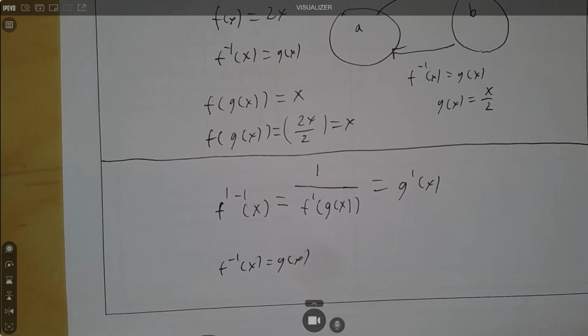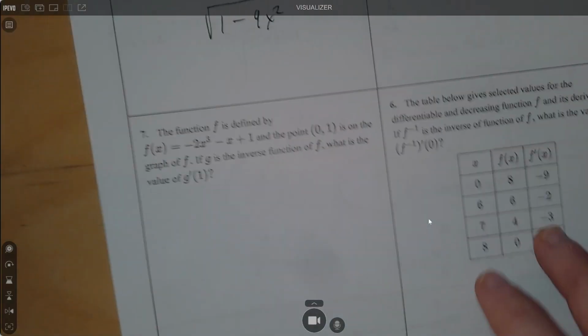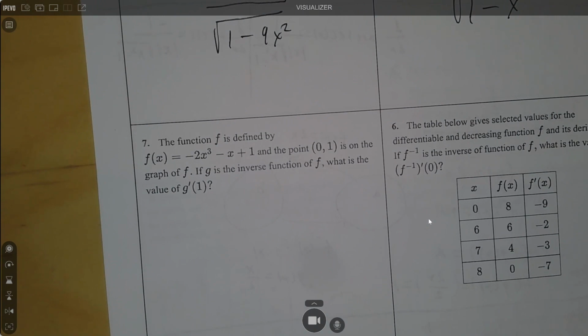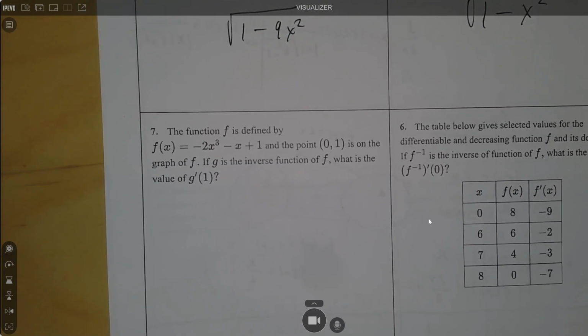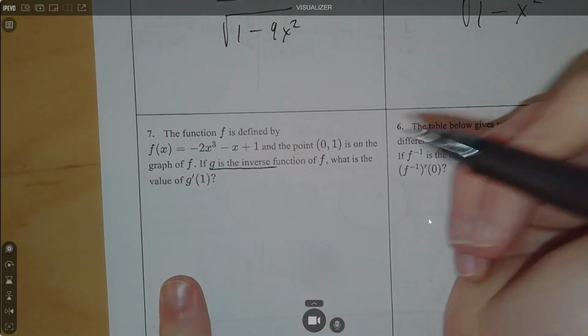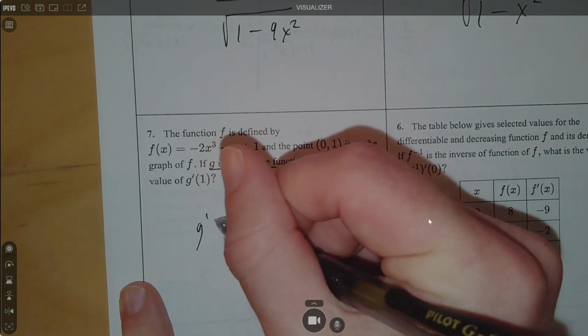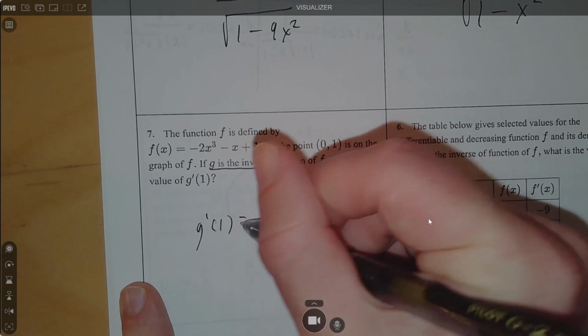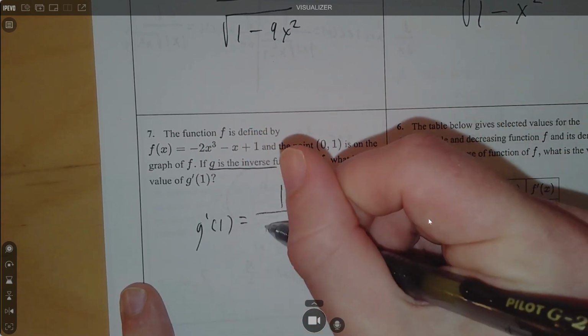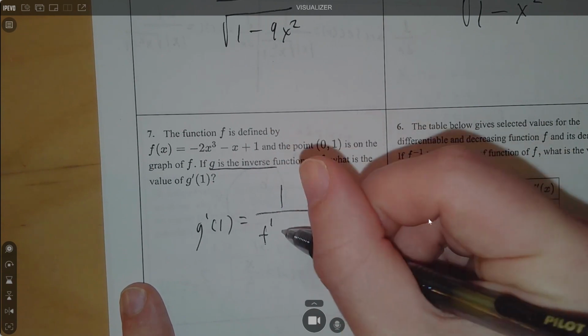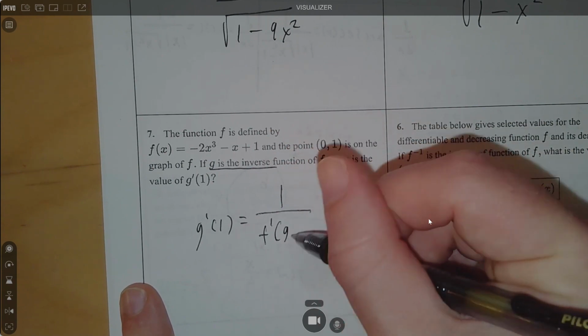I think the best way to really explain this is through a problem. So let's look at the delta problems. The function f is defined by f of x is negative 2x to the third minus x plus 1. The point 0, 1 is on the graph. If g is the inverse of f, what is the value of g prime of 1? So I know that g is the inverse, so I'm going to use my formula. g prime of 1 is going to equal 1 over the derivative of f at g of 1.